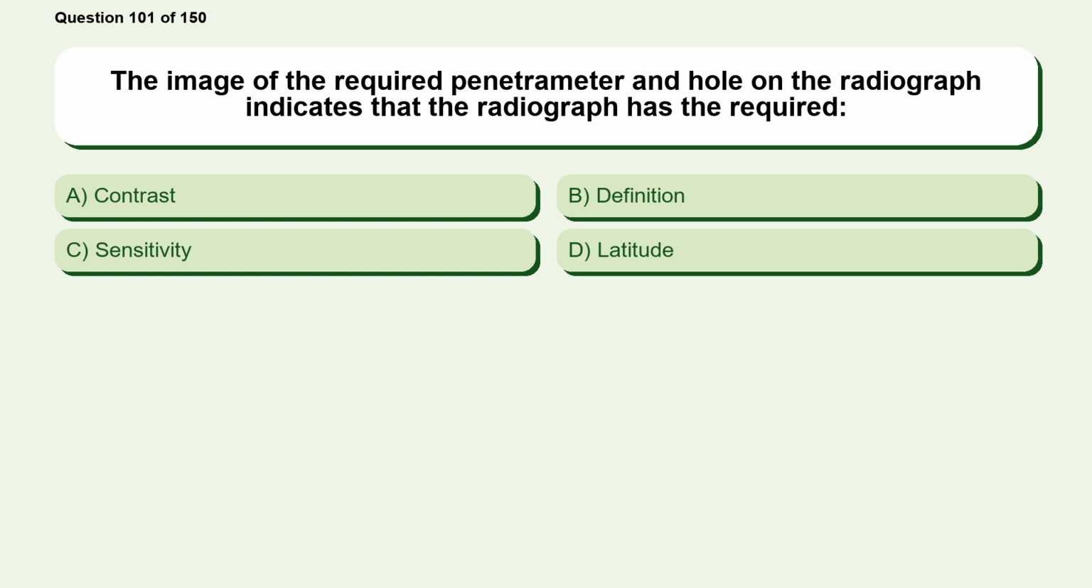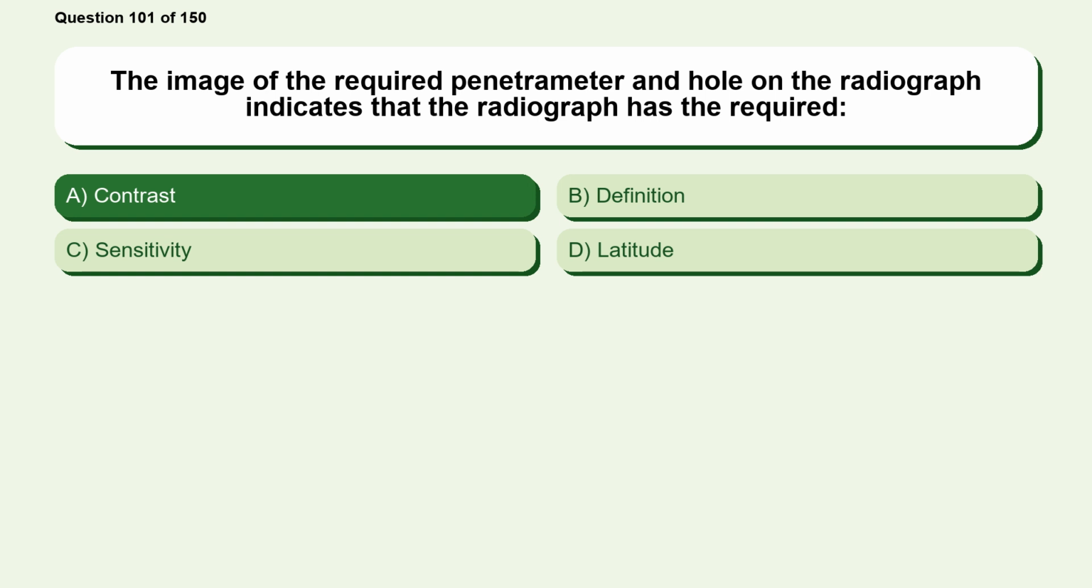Question 101. The image of the required penetrometer and hole on the radiograph indicates that the radiograph has the required Option A, contrast. Option B, definition. Option C, sensitivity. Option D, latitude. The correct answer is Option A, contrast.